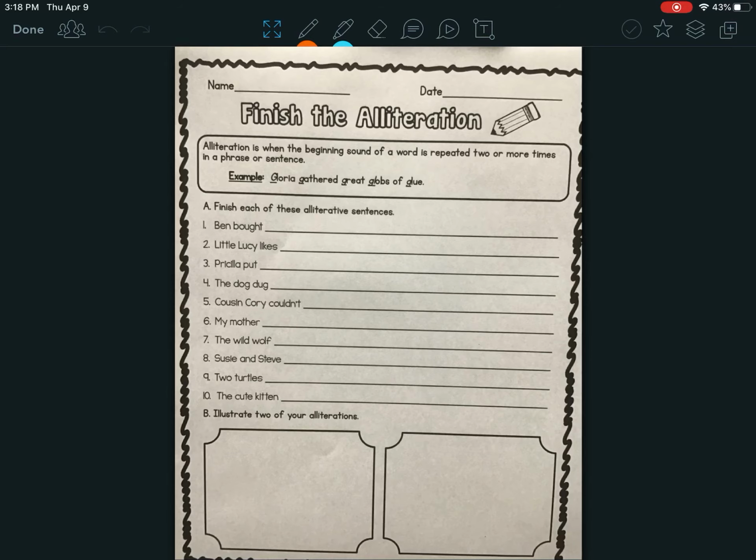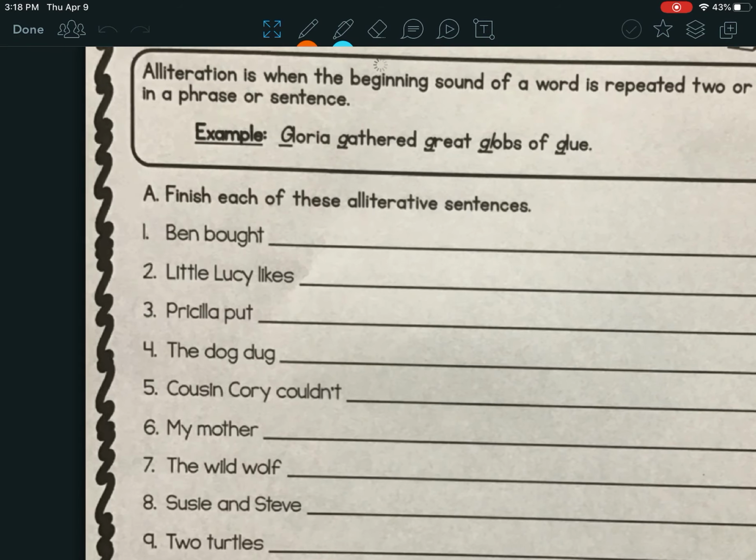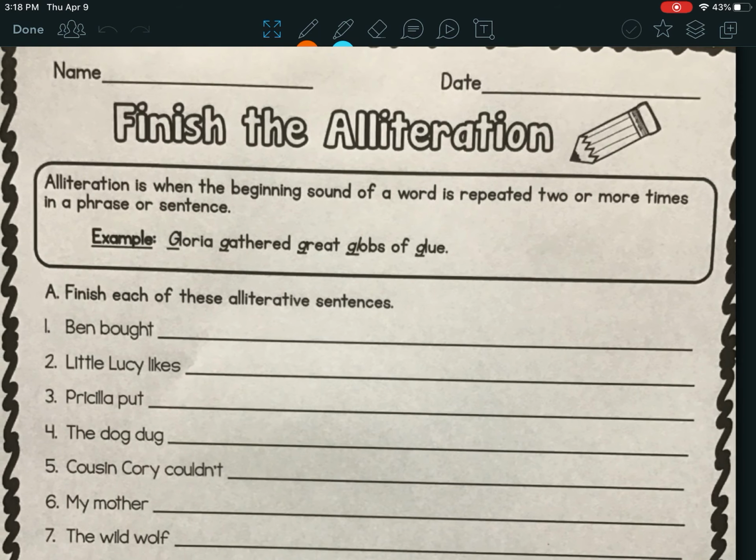In an alliteration, it has to do with letters as well. It means that 3 or more words have the same first sound, or the same first letter. So up here it has the definition. It says alliteration is when the beginning sound of a word is repeated 2 or more times in a phrase or sentence. The example: Gloria gathered great globs of glue. Even though one word here doesn't start with a G, most of the words do. So that makes an alliteration.